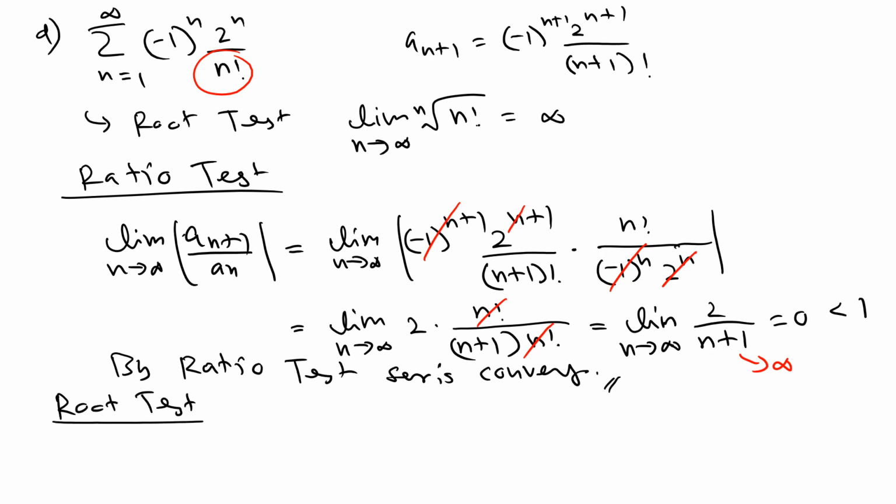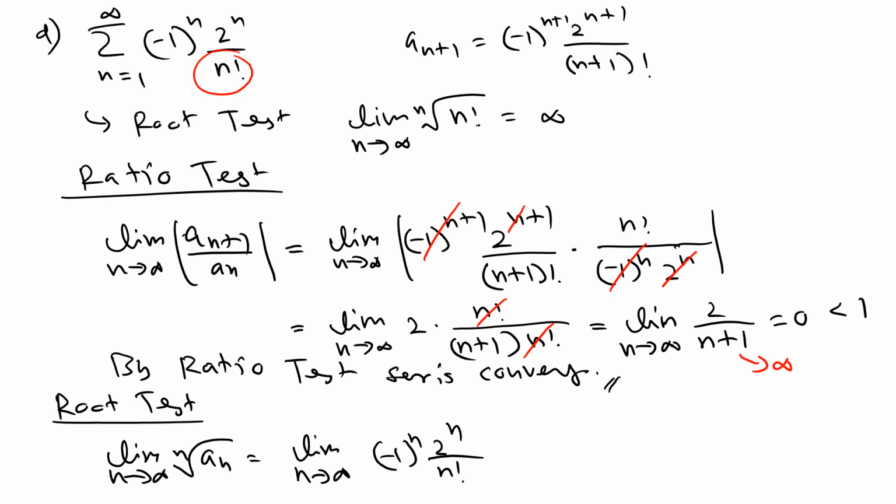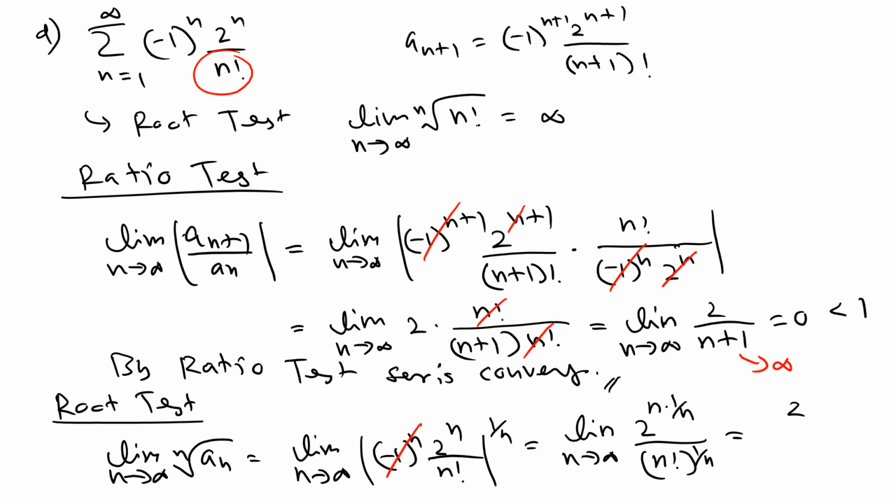If we try to use the root test, we calculate the limit as n goes to infinity of the nth root of a_n, which is the absolute value of (-1)^n 2^n over n factorial, to the power 1 over n. We don't need the negative one part, since it is 1. So we get 2^n to the 1 over n, over n factorial to the 1 over n. That means you're going to get 2 over the limit as n goes to infinity of the nth root of n factorial.